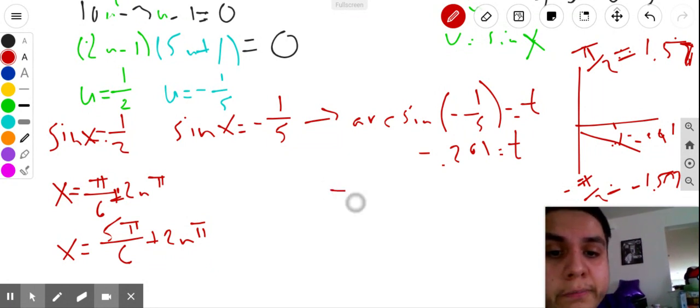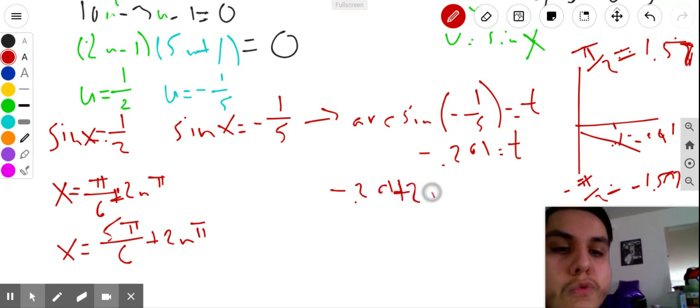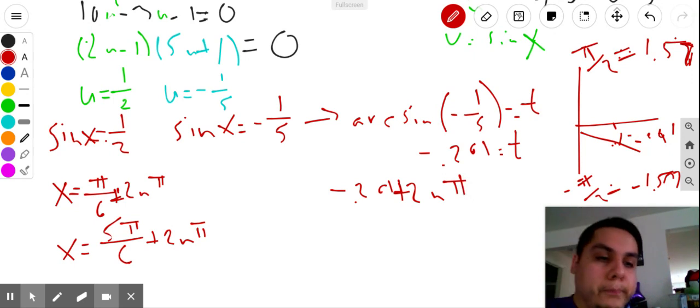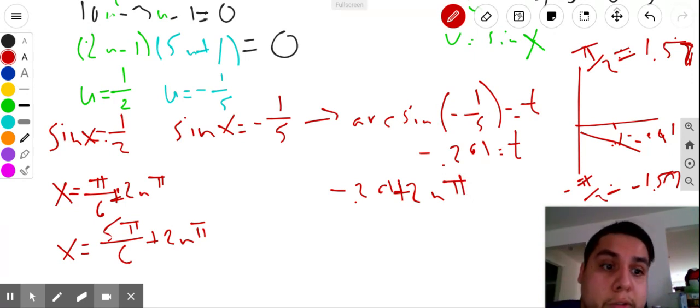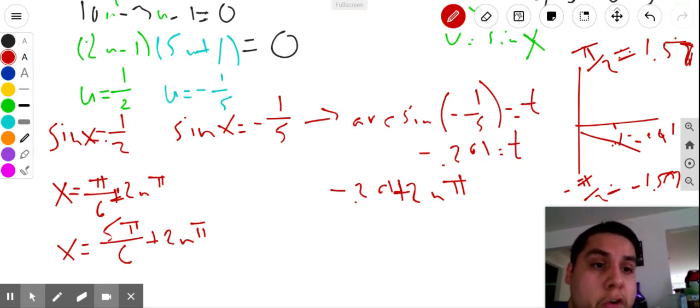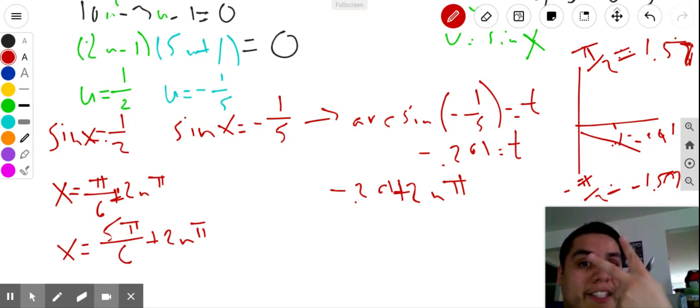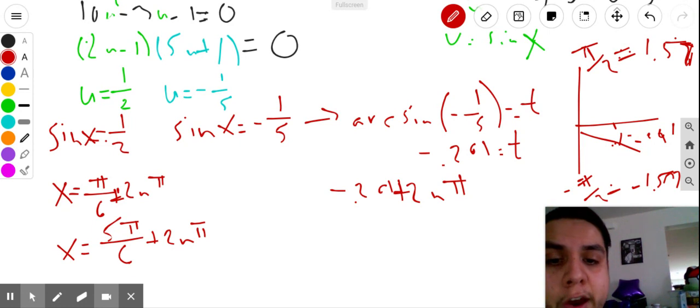So it's negative 0.201 plus 2n pi. That's where one of your angles is. But if you want sine to be negative, you found the one that's going to be in the fourth quadrant. You need to find the one that's going to be in the third quadrant. So to get that other possibility, you do pi minus the angle you just have.